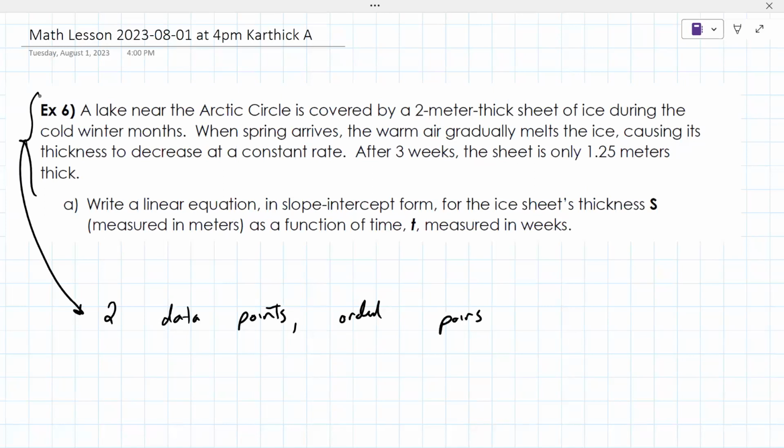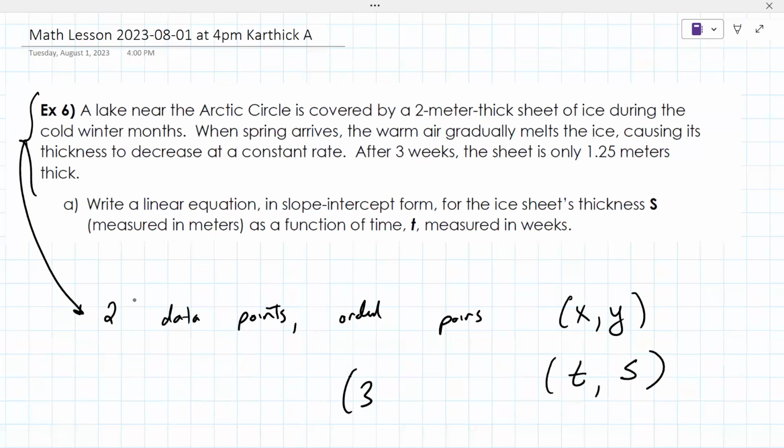Meter thick sheet of ice. Normally it's x, y, but in this case it's t for time and s for thickness. So for the second point, it'd be 3 comma 1.25. That's right. So that's good.